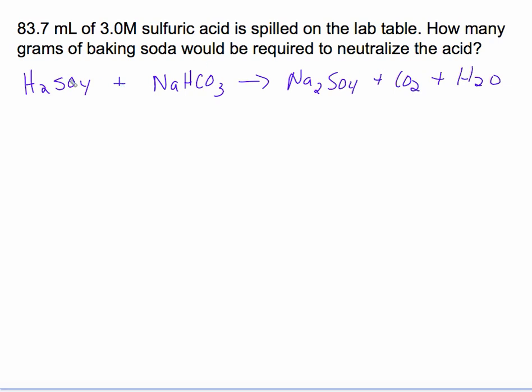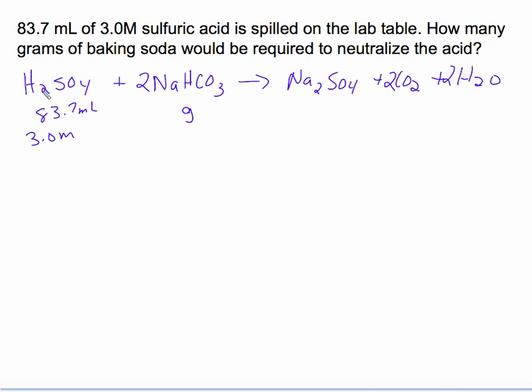Then you would have to balance that equation. It looks like we're going to need 2 sodiums. That gives me 2 carbons, so I'm going to put a 2 here. That gives me 2, 2, so I'm going to need 2 waters. Okay, that balances the equation. Now, you have 83.7 milliliters of the acid, and it's 3 molar strong. Okay, the question is how many grams of baking soda?